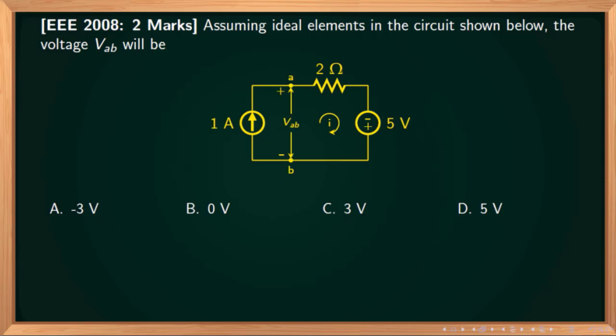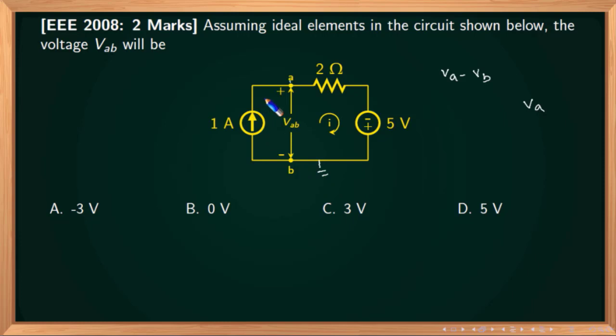Assuming ideal elements in the circuit shown below, the voltage VAB will be, I need to find this potential, or VA minus VB. That is what I am going to find, the difference between this point and this point. Suppose I take this as 0, I know that it is VA. If I make the voltage here as 0, then definitely VA minus VB becomes VA, because this is 0.